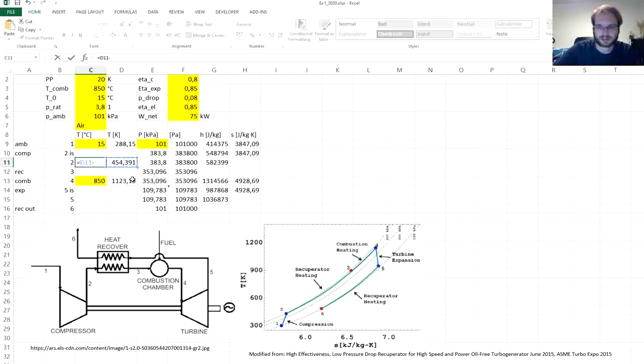And converting to degrees C, we can see that after the compression at the point 2 we have temperature 181 degrees C. The same function can be used at the point 5, and we can see that from 850 degrees C we expand to 606.